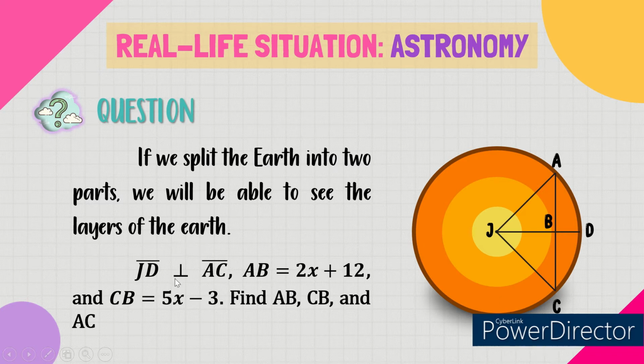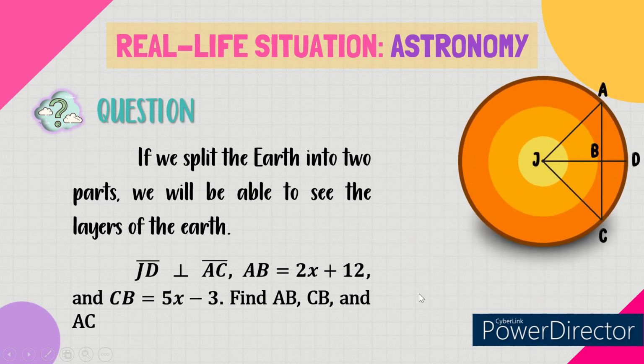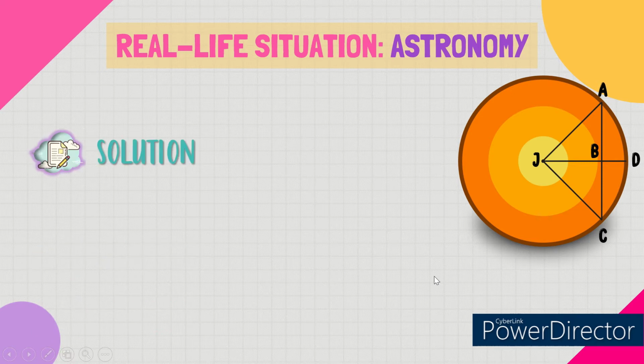And just for information, this symbol is read as "is perpendicular to," as I said earlier. So this is read as line segment JD is perpendicular to line segment AC. So now let's find the value of AB, CB, and AC. But to find it, first let's solve for the value of x.